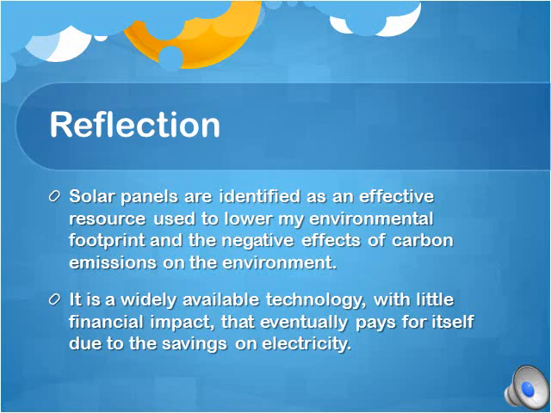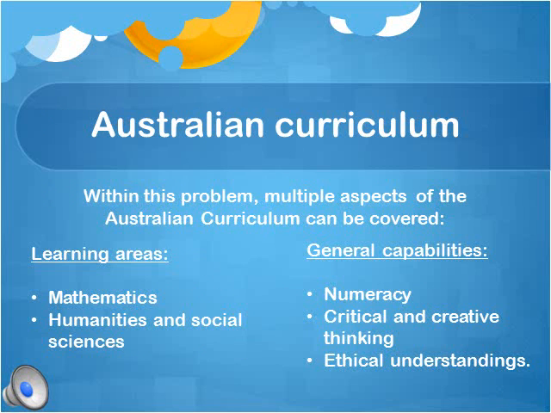Reflecting on the work that has been done, there seems to be no other viable solution to the problem, and so it would not need to have been done differently. A student working on this mathematical problem relating to environmental sustainability will cover multiple aspects of the Australian curriculum and could be easily coupled within the learning areas of mathematics, humanities, and social sciences, as well as the general capabilities such as numeracy, critical and creative thinking, and ethical understanding.